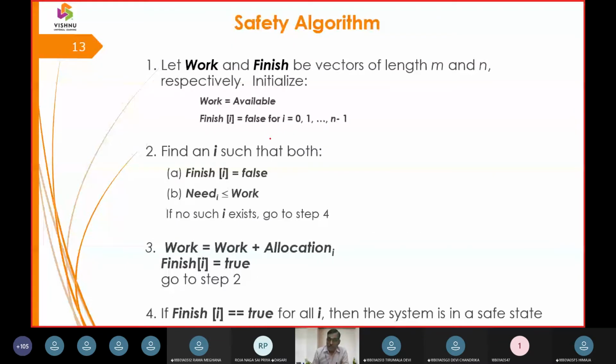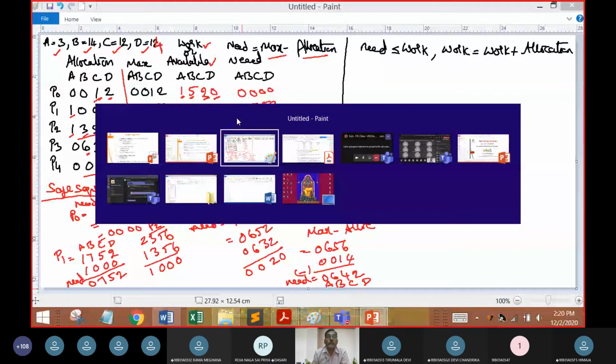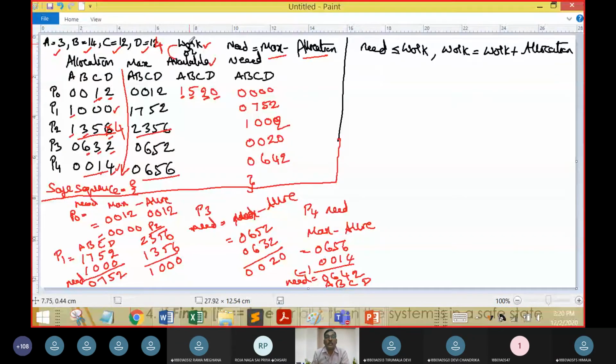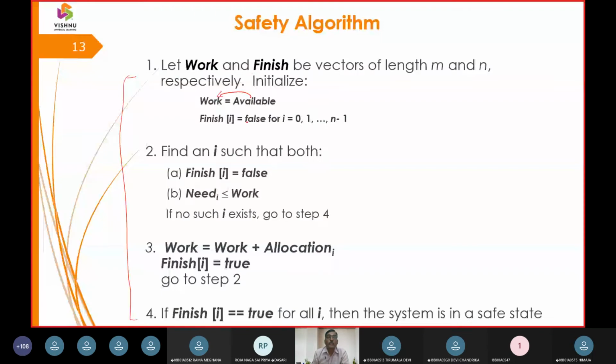How can I compute the safe sequence? Before iterating, I have to do steps 1 to 4. I have to initialize available equals to work. I am mentioning work or available, that change I have given. Next I set finish to false until it goes to process n.